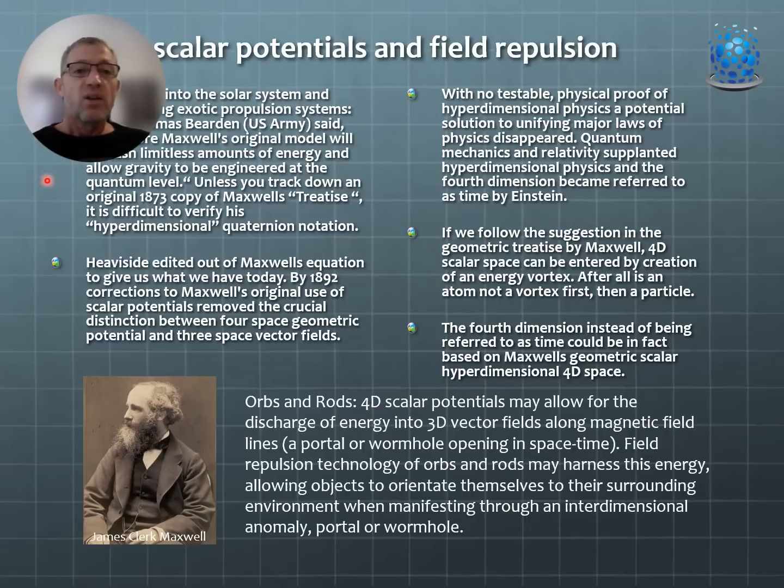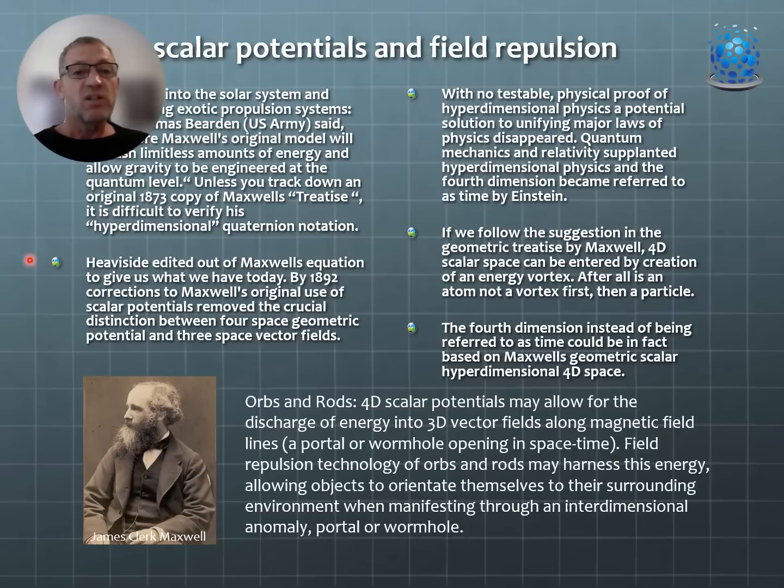What we've got here is that they thought that his original model had the potential to unleash limitless amounts of energy and allow gravity to be engineered at the quantum level. But you need to track down an original version of his 1873 copy of Maxwell's treatise about hyperdimensional quaternion notation, or 4D scalar potentials. Now, this guy Heaviside edited all that out of his equations.